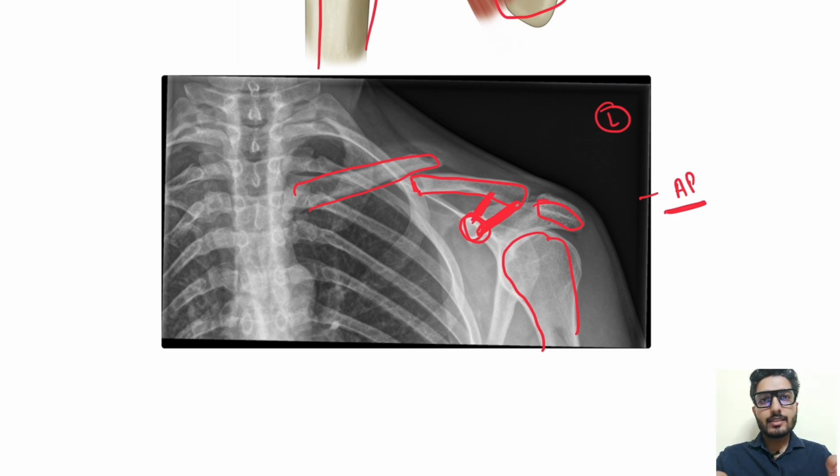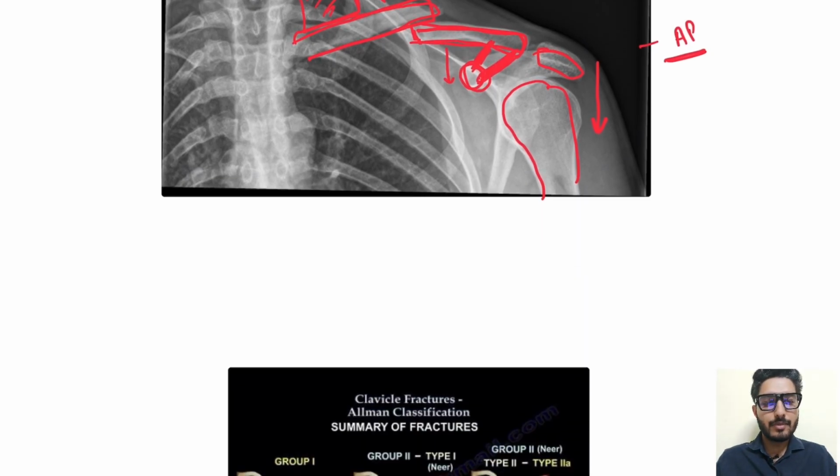As you can see in this X-ray, the proximal fragment of the clavicle goes superiorly and the distal fragment goes inferiorly. So how is this possible? The sternocleidomastoid attachment was here. Due to the pull of this muscle, this fragment goes superiorly, and due to the pull of gravity, this fragment goes distally. So this is the basic anatomy and basic principle of the displacement.